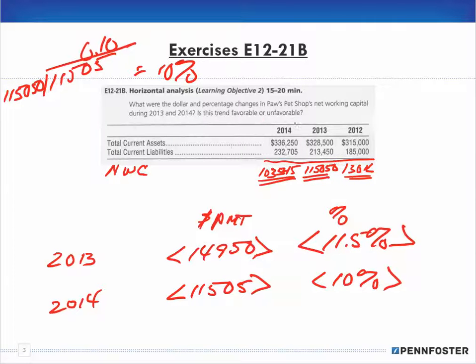And is this trend favorable or unfavorable? Obviously this trend is unfavorable because we're decreasing the amount of working capital we have from year to year. From 2012, it dropped almost 15,000, and then in 2014, it's now 11,500. So our trend is unfavorable. Okay, so that's it for this exercise. Pause the video if you have to. Rewind it, write it down. I'm moving on to the next exercise.